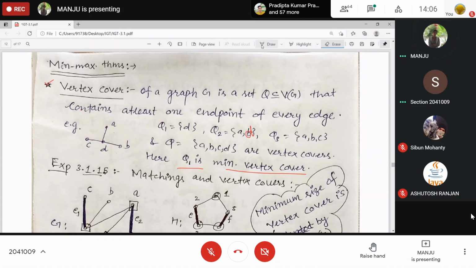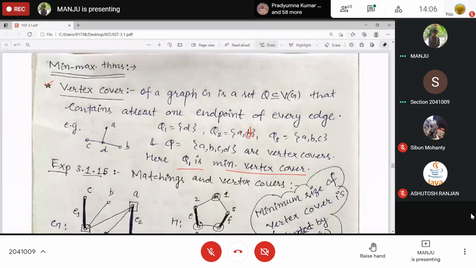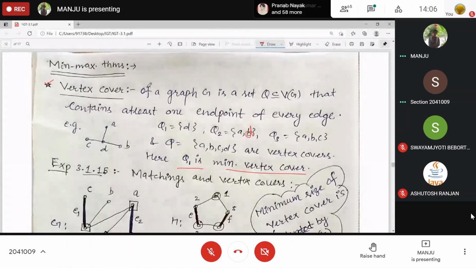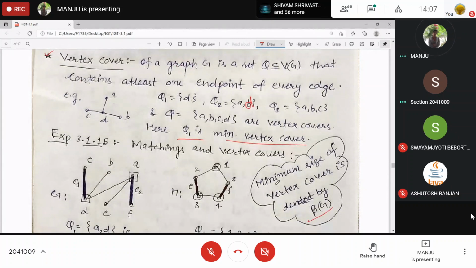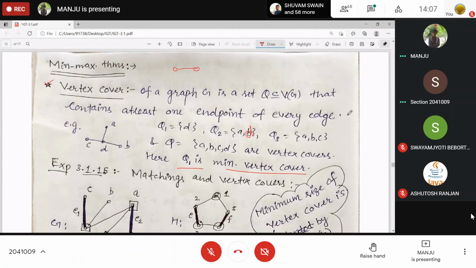Got it? What about the second graph? How many vertices for the minimum vertex cover? And this minimum vertex cover cardinality is denoted by beta of G. Minimum size or minimum cardinality of vertex cover is denoted by beta G. We had alpha dash G, right? And alpha G and beta G. We will also work with beta dash G.